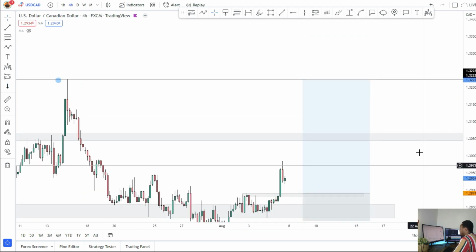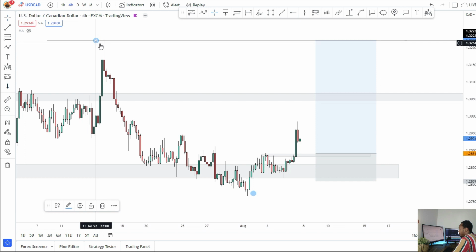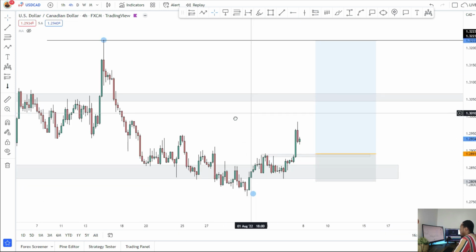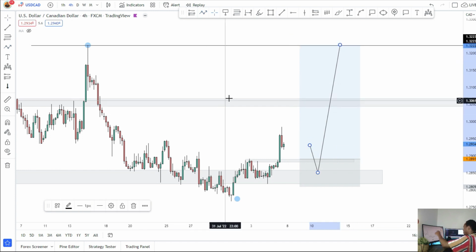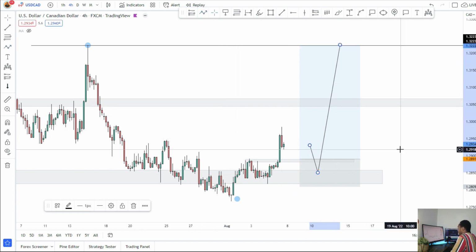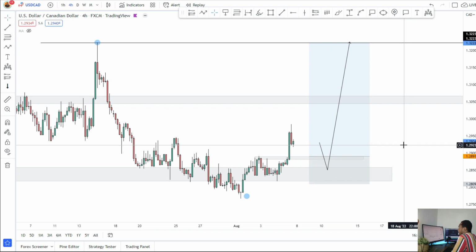But USD CAD bullish bias, looking only for buys really. Like I said, we're back above that level, so bullish. Looking for price to take us back to the highs if we can break through 1.305. So that is the plan next week for USD CAD.